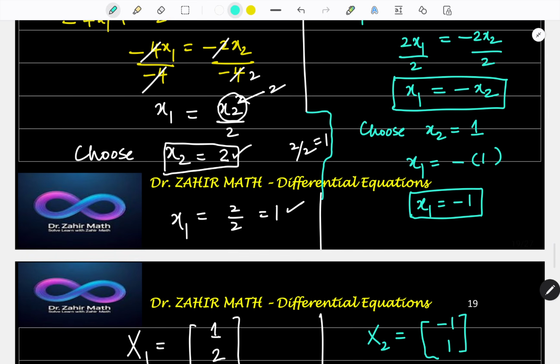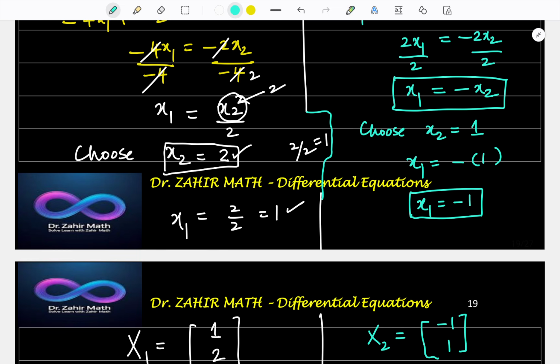Okay, teacher, can I choose x2 is equal to minus 1? Yes, you can choose x2 is equal to minus 1 also. Can I choose any other value? Yes, you can choose any other value. Can I choose 1, teacher? Yes, you can choose 1. Already we have chosen 1. x2 is equal to 1. So when I choose x2 is equal to 1, x1 is equal to what? Minus 1, right? So in this way, we are going to get the answer, which is 1 and minus 1.